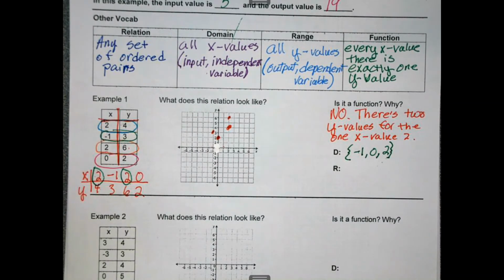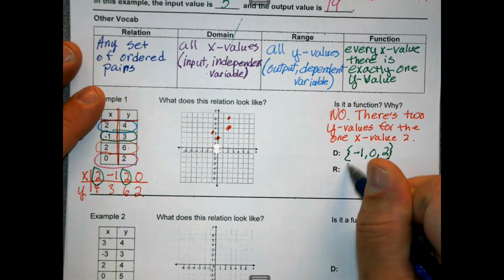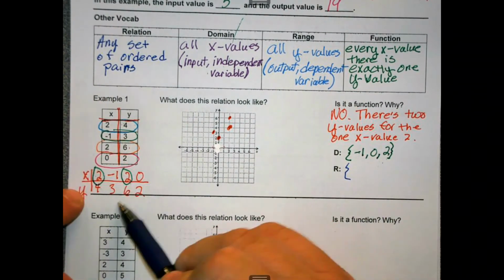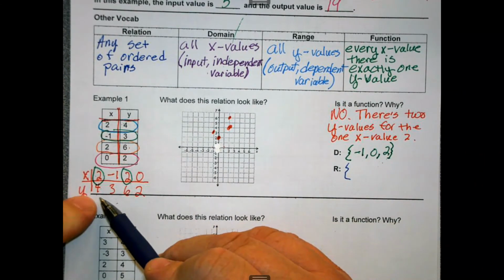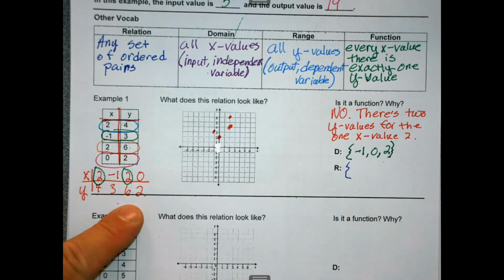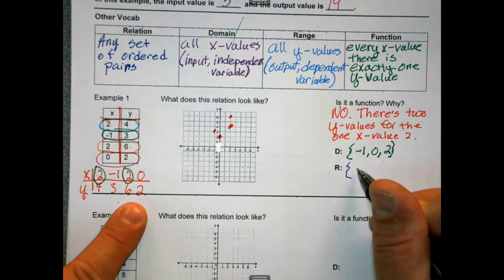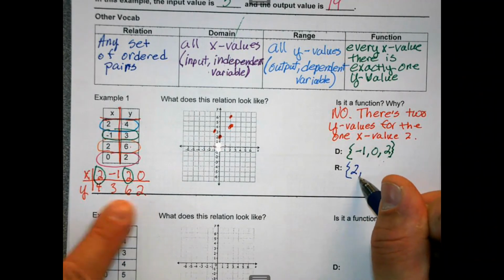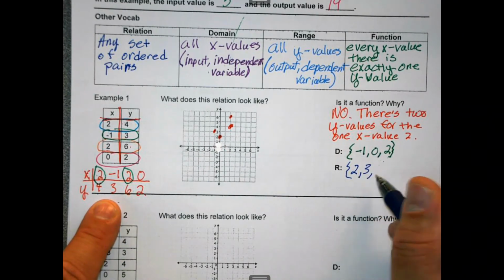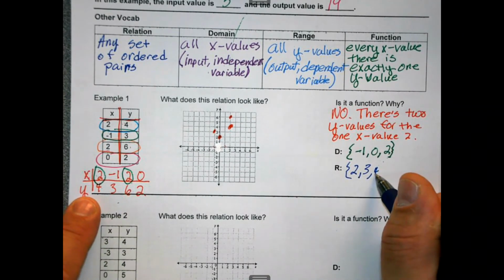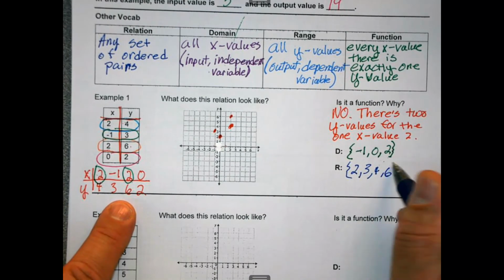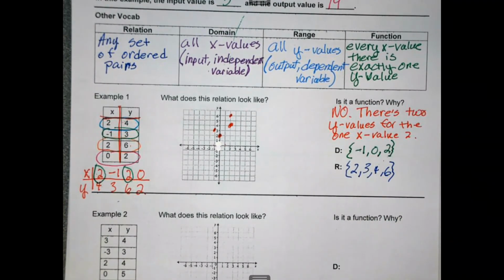The range is going to be the set of the y coordinates. And again, I'm going to put them in numerical order. Don't worry about it, I'm not going to count it wrong. It's just proper to put it from least to biggest. Smallest one is 2. Then I have a 3. Then I have a 4. Then I have a 6.